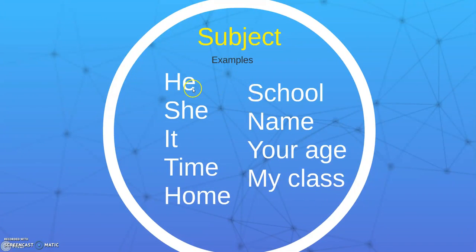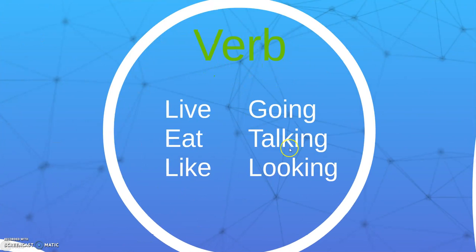For the subject, we have a few examples here, like he, she, it, which would be pronouns we can use. We also have nouns such as time, home, school, name. It could also be many words like your age, my class. So this is a very limited list of subjects we could use in a question. Finally, for verb, we have to live, to eat, to like. We can also use the continuous form of a verb, such as going, talking, looking.